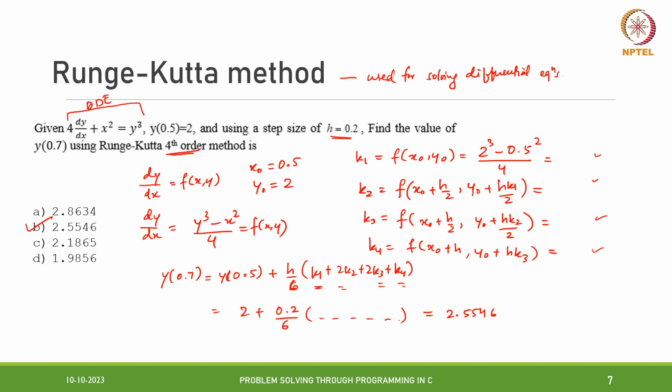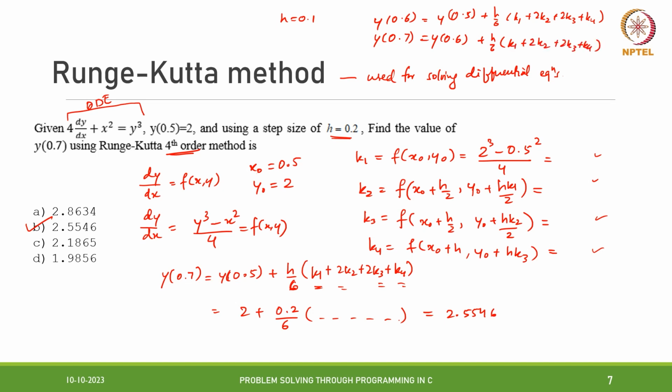Then you have to do it twice. So in that case, if h was 0.1, you would have to calculate y of 0.6 using h by 6 and k1, twice k2, twice k3 and k4. Then you would have to calculate y of 0.7 using y of 0.6 plus h by 6 (k1 plus 2 k2 plus 2 k3 plus k4).